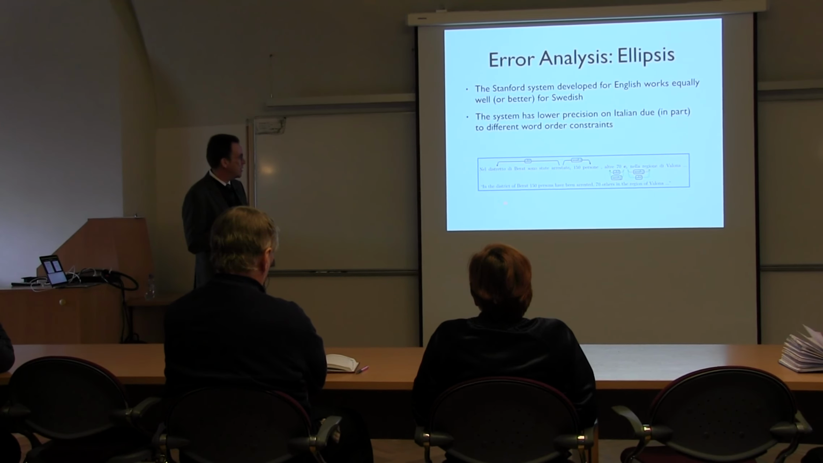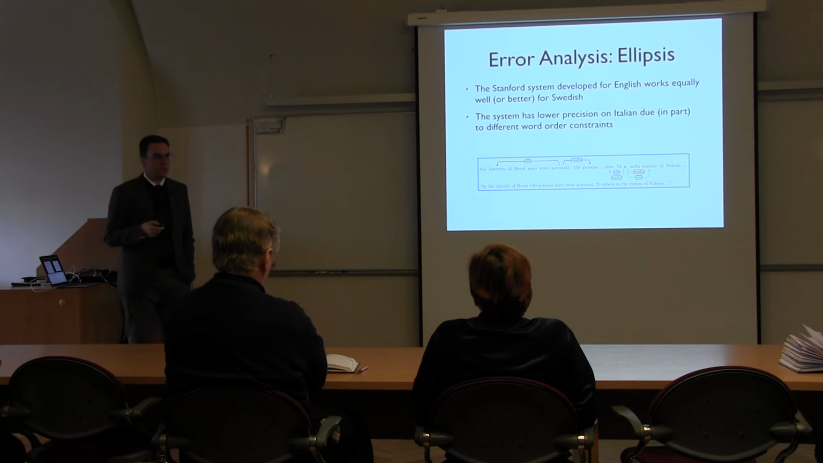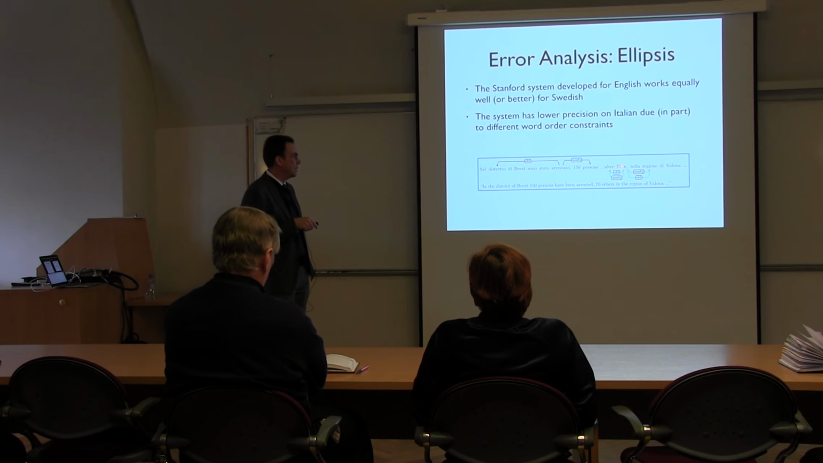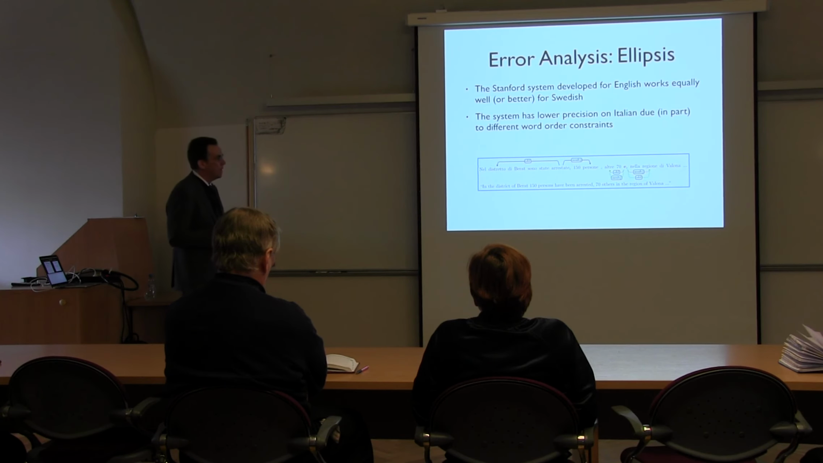liberal in this respect. So here is an example where we have something like, in the district of Barra, 150 persons have been arrested, 70 others in the region of Bologna. So, whereas in the first clause we have the locative modifier before the verb and the subject after the verb, then they switch order in the gapped clause. And because of this constraint that is built into the algorithm, the Stanford system will predict that the 70 others is an oblique, whereas in the region of Bologna is a subject.